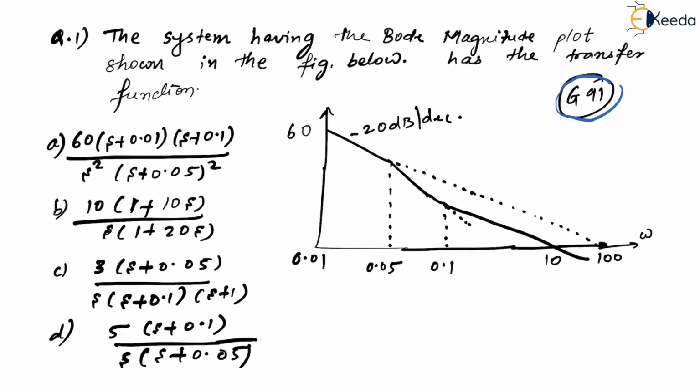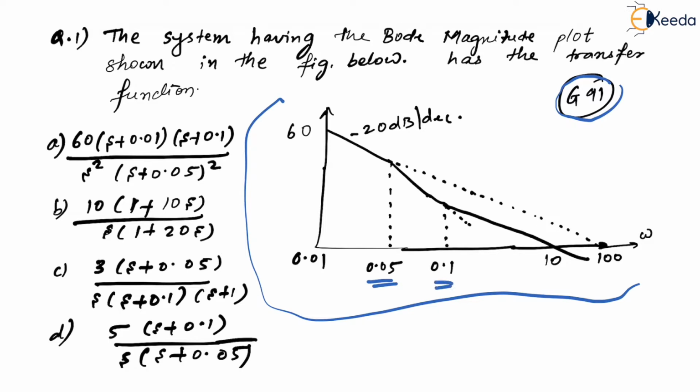What does it state? The system having the Bode magnitude plot shown in the figure below has the transfer function of what? This is the Bode plot given and we need to find the transfer function. First thing we will do is try to identify the corner frequencies. Those are 0.05 and 0.1. If you remember, the corner frequency is the frequency at which the slope changes.